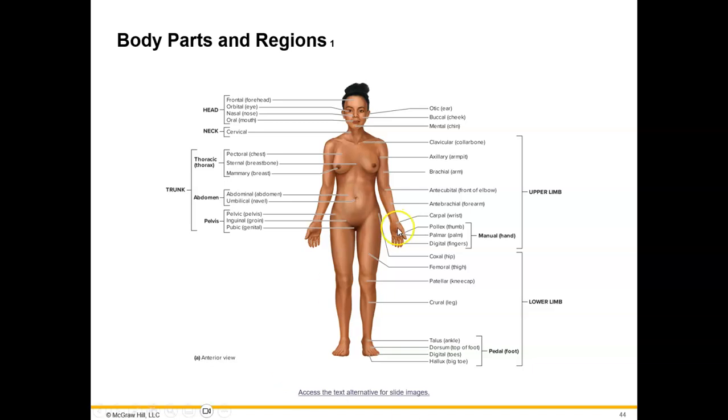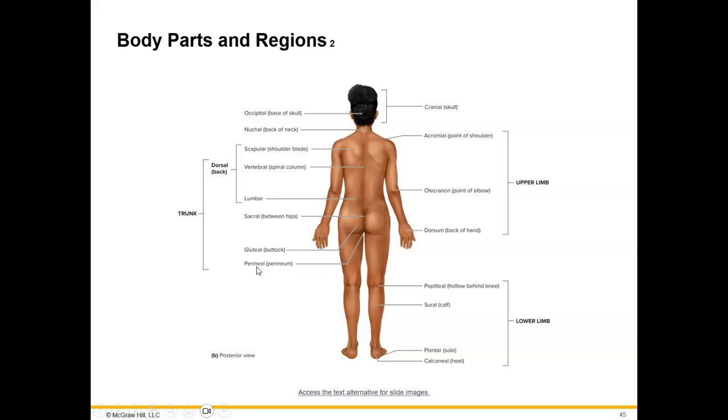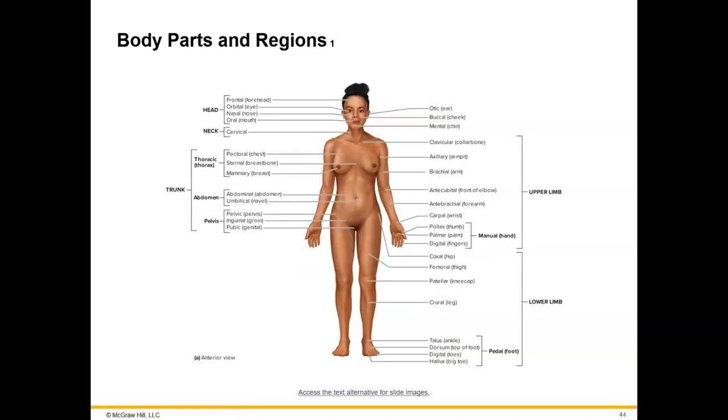Now, definitely you need to make sure you know these body parts and body regions by heart. If you don't learn anything else in this chapter, this is slide number 44. Learn slide 44 and slide 45 before you study and learn anything else. And I'm going to stop here with the recording, and I'll do the last recording starting with slide 44 on the body parts and regions.